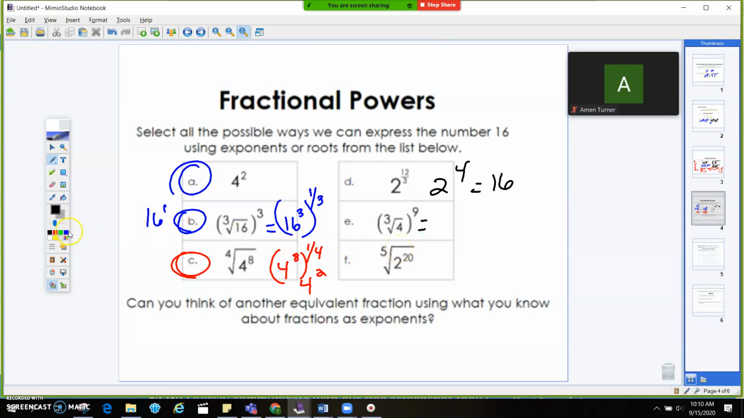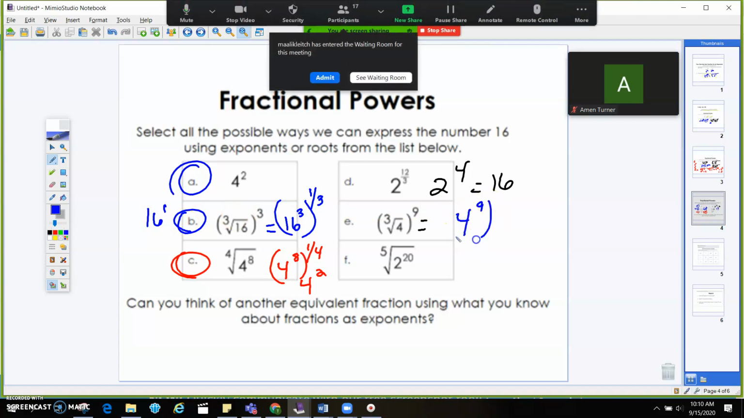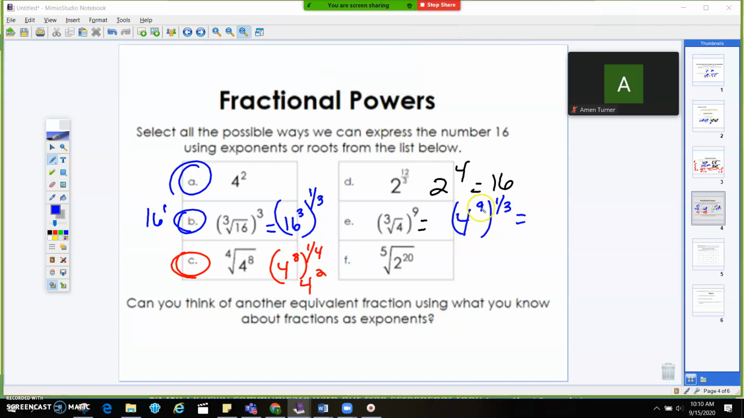On E, we've got 4 raised to the 9 raised to the 1/3 power. So 9 times 1/3 is going to give me 3. So 4 to the 3rd power, is that 16? No. So that one's not included. On the last one, got 2 raised to the 20 power, and we're going to raise that to the 1/5 power. Well, what's 20 times 1/5? 4. So 2 to the 4th power, which we already know is 16.